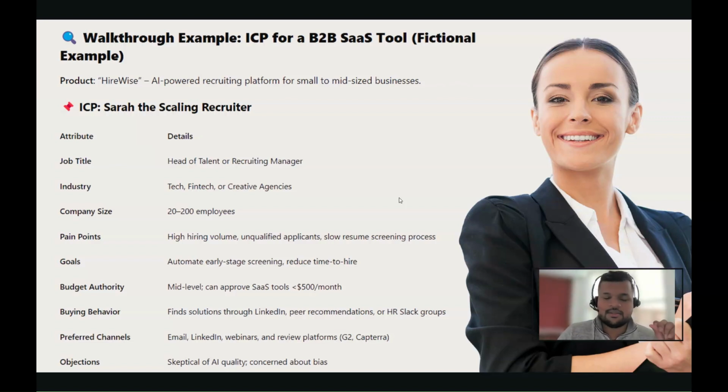So let's look at a few easy ones. Because you are having a product that is called HireWise, obviously it's going to be used most likely by recruiters. So what are their job titles going to be like? For this specific ICP that we are developing, it is going to be a head of talent or a recruiting manager. So that's one. Then what kind of industry are they part of? For the HireWise product, most likely the people in the industry of tech, fintech, and creative agencies are going to be the ones that we'd like to target.